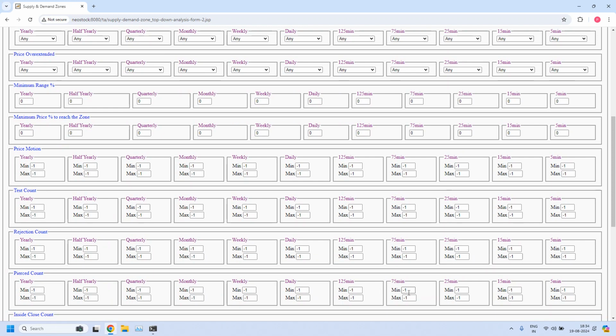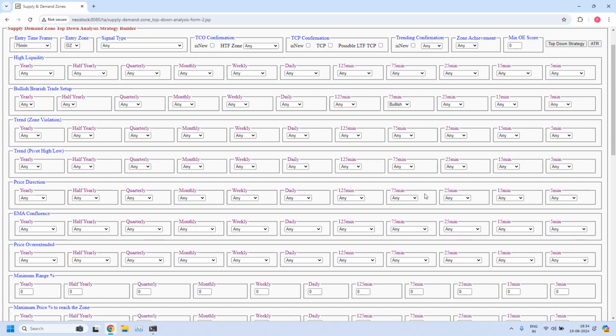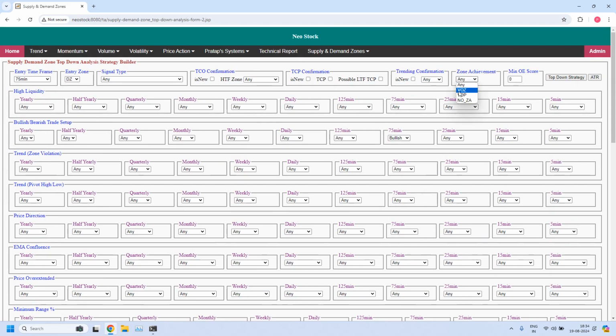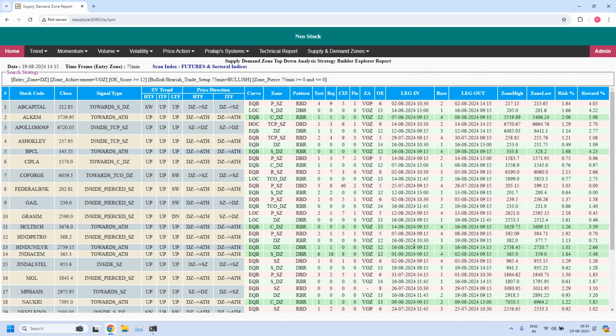So in 75 minutes time frame, minimum value I am setting 0, maximum 0. Zone achievement violated opposing zone, minimum odd enhancer score is 12. All the 3 filters are applied to 75 minutes demand zone. Let me filter. So currently good number of stocks are filtered.